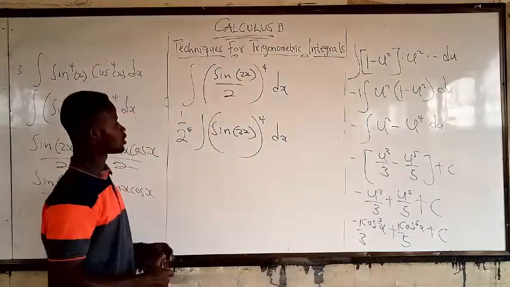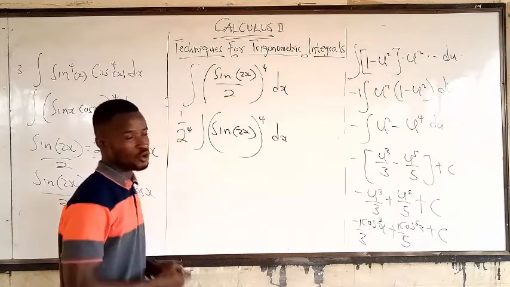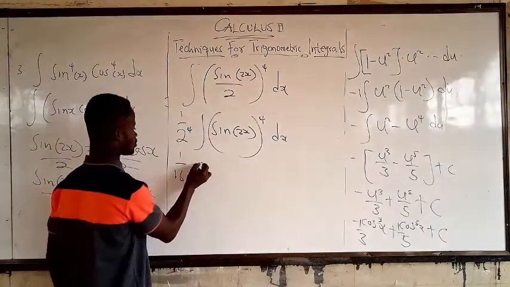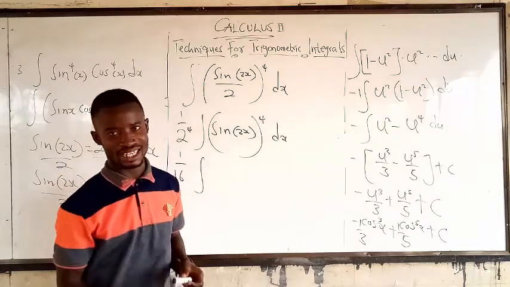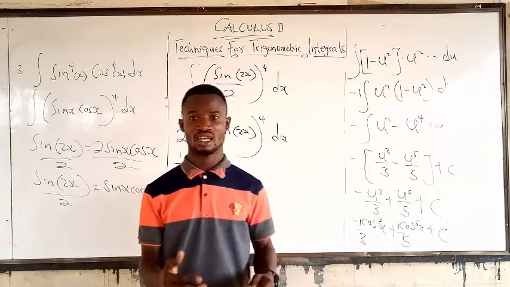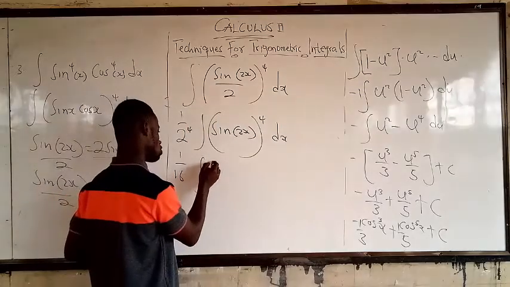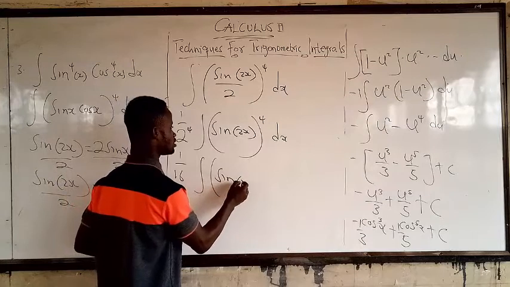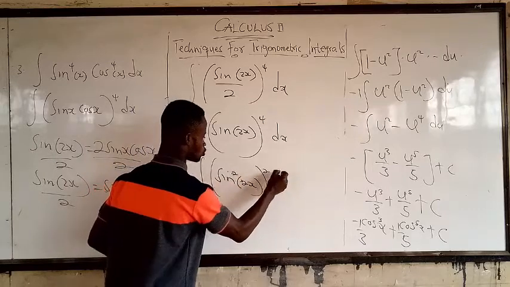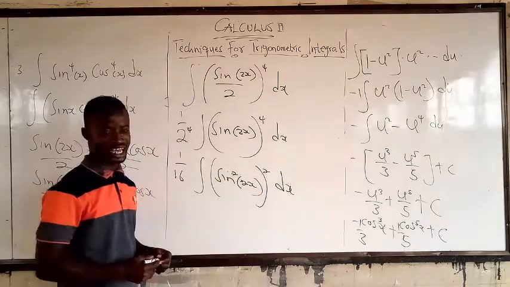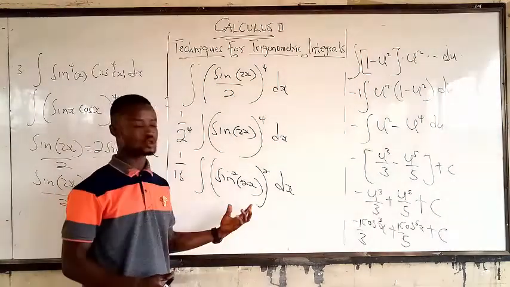Alright. So we now move on. We know that 2 to the power 4 is 16. So 1 over 16, the integral of, now watch. We want to apply the idea that if it's even, half angle. So we are going to do something like sin 2x to the power 2, to the power 2 dx. You can see clearly that we haven't changed anything. This is the same as this.